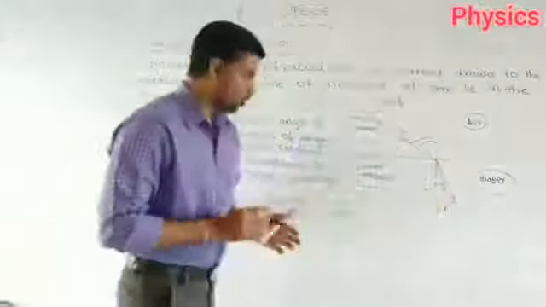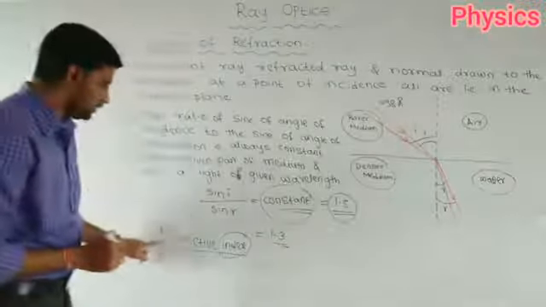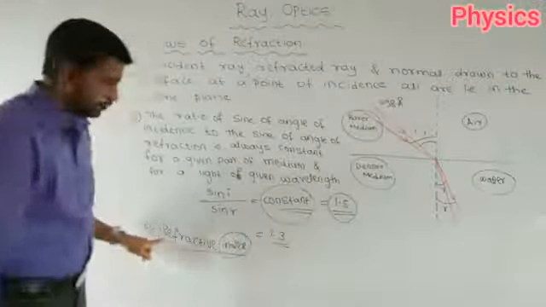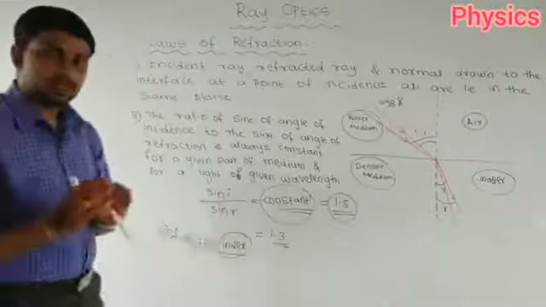And this constant value is called the refractive index of the medium. Refractive index. Then what is the refractive index? Here, index means this is a number. So it gives one value, because of refraction we will get one value for a pair of mediums. So that is called the refractive index.